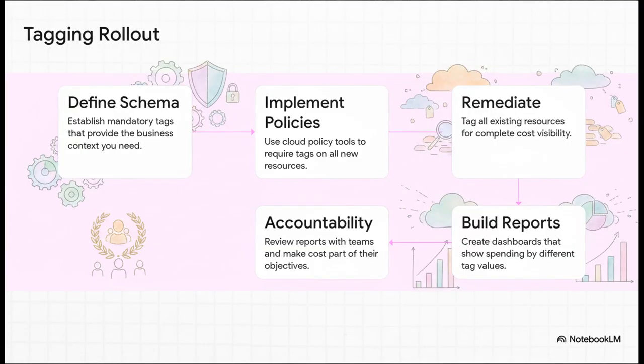So what's the game plan? Well, as you can see, it starts with defining your schema. That just means deciding on a consistent set of tags that are mandatory. Next, and this part is absolutely critical, you have to implement automated policies to enforce that schema. Why? Because trusting people to do it manually at scale, well, it's just never going to work. It always leads to gaps. After that, you go back and fix your old resources, build out your reports, and finally, use all that great data to drive some real accountability.